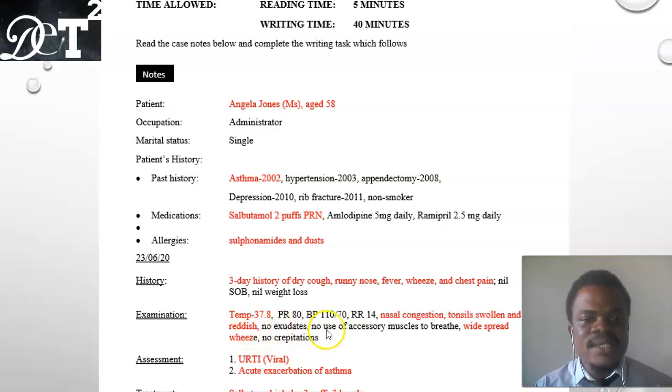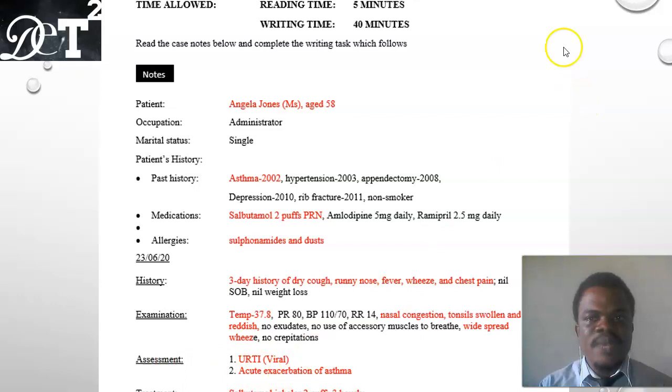No exudates, no use of accessory muscles to breathe. So they say they are not present, so no need adding them. Widespread wheeze, we'll add it. No crepitations, we will not add it.